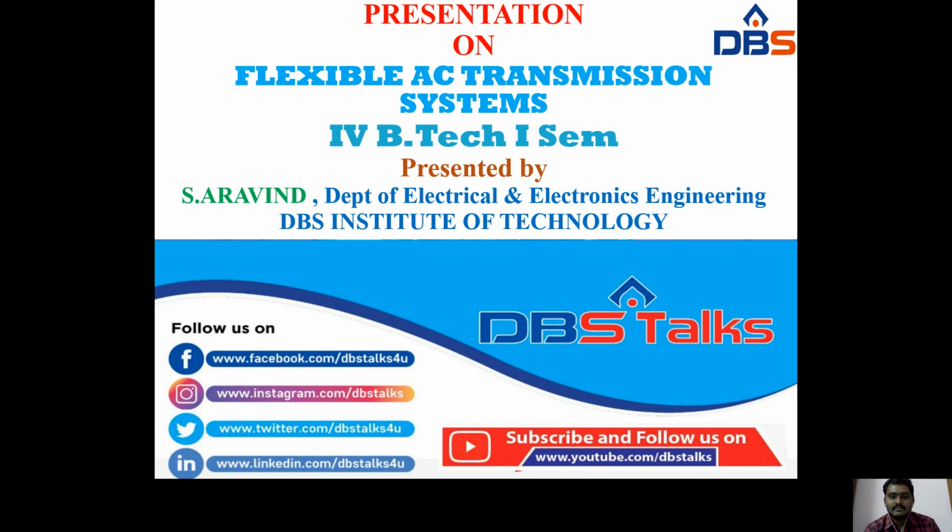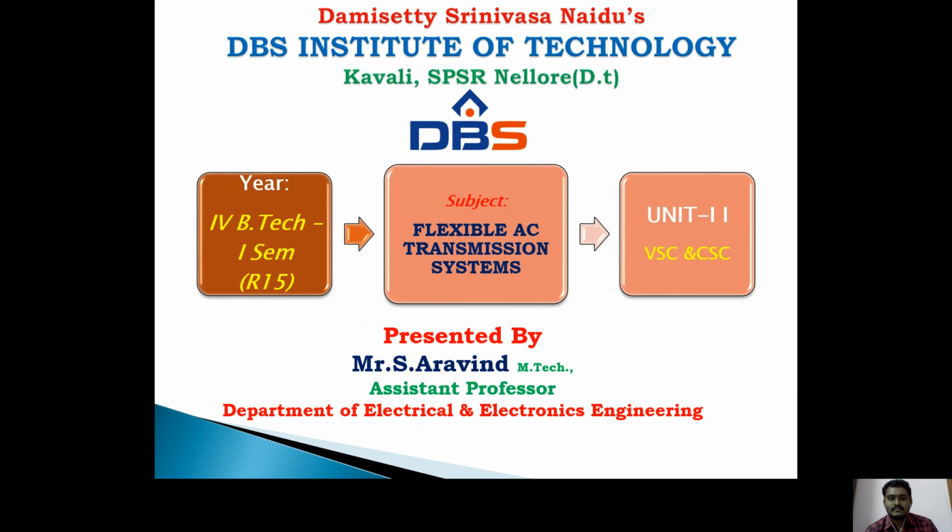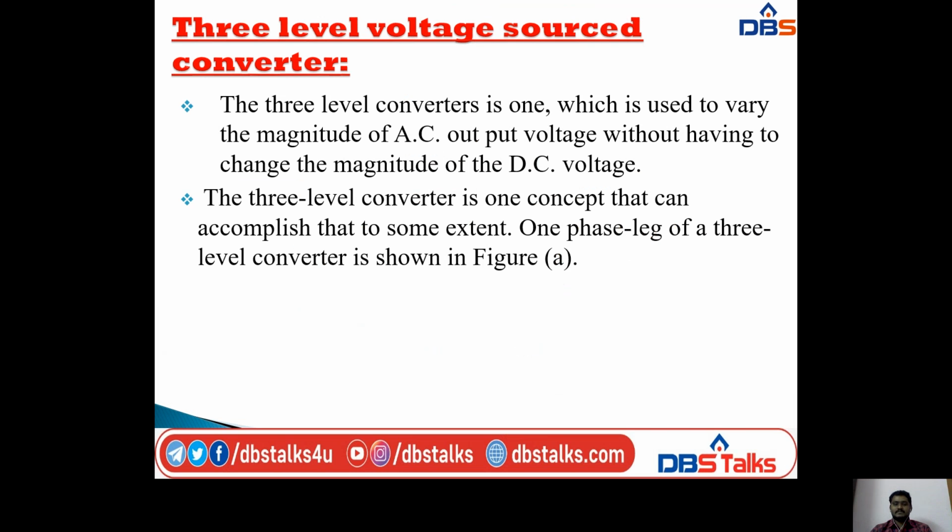Firstly, we will see the three-level voltage source converter. This is the main concept we are choosing. The three-level converter is one which is used to vary the magnitude of the AC output voltage without having to change the magnitude of the DC voltage. So the three-level converter is one concept that can accomplish that to some extent.